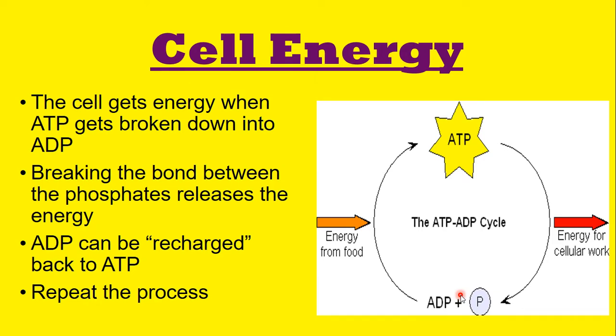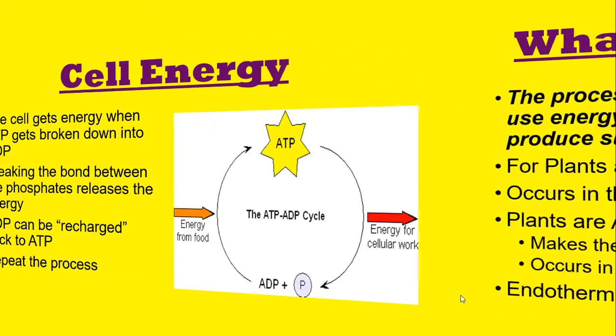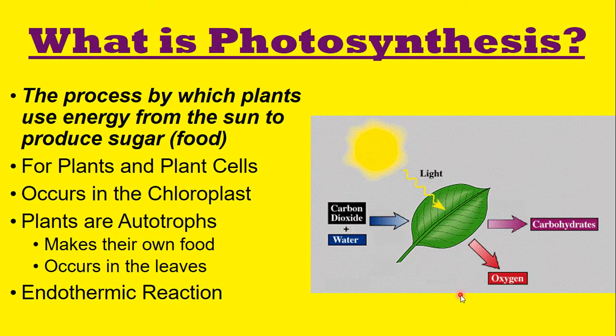But there are processes that work inside the cell or your body that get these processes going. So what is photosynthesis? Photosynthesis is a process by which plants use energy from the sun to produce sugar, or their food. We also call this sugar glucose, or a carbohydrate. You can kind of see the process going on in this GIF to the side.